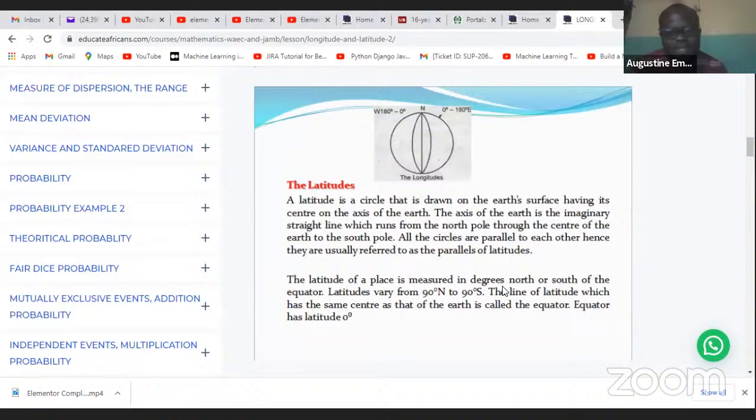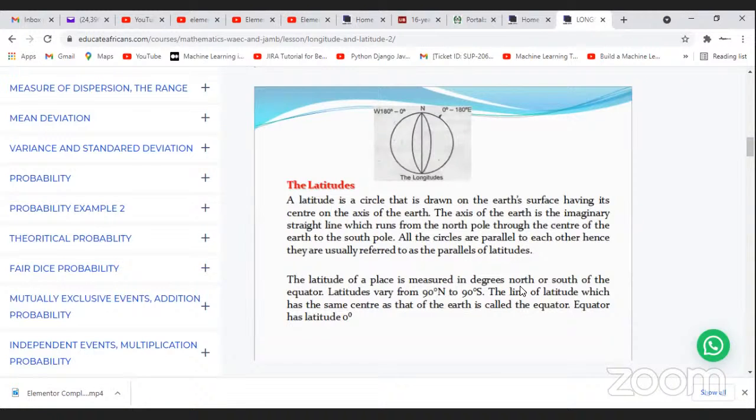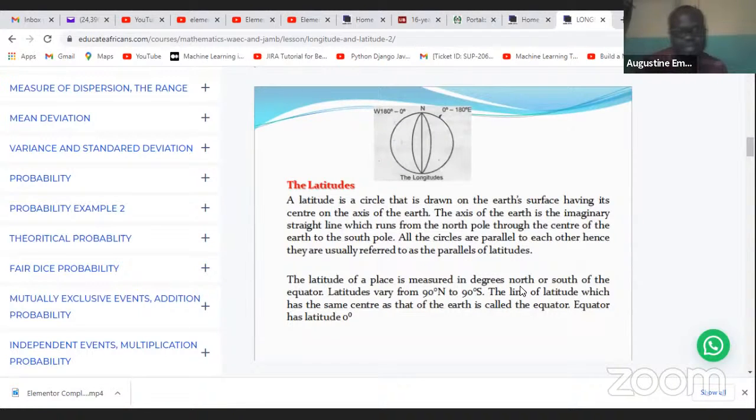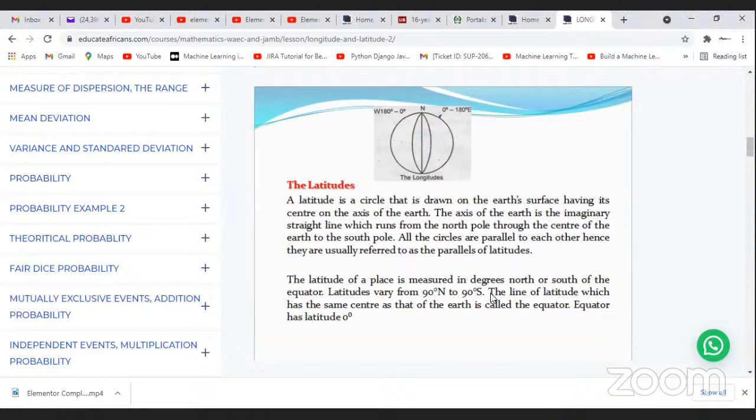The latitude of a place is measured in degrees north or south. The other one is measured to east and west. This one is measured north or south of the equator.